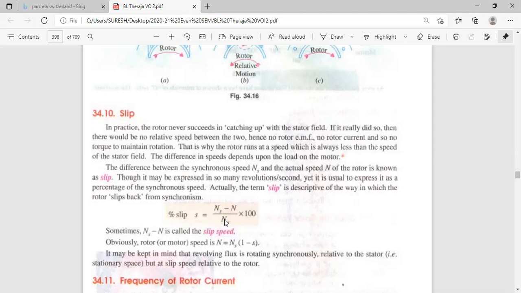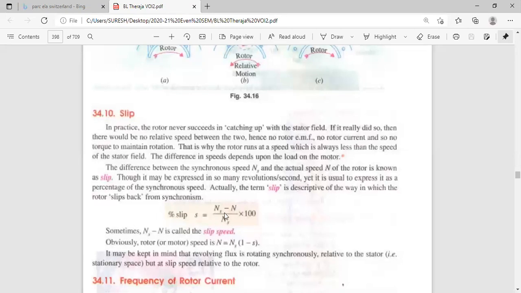Cross multiply this, s into ns. Bring n to this side and s ns to the other side. Take ns common. If you take ns common, n is equal to ns into (1 minus s). This is the actual speed of the rotor, obtained from the slip formula. Are you getting it? Yes, sir. N is the actual speed of the rotor in terms of s and ns.